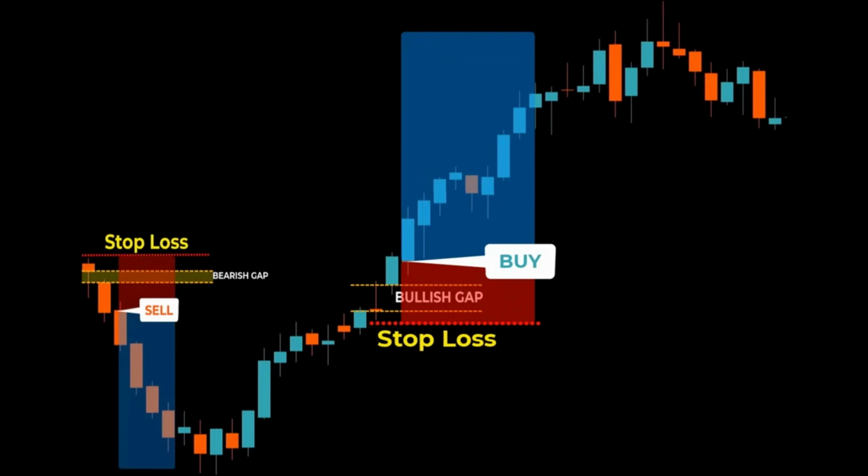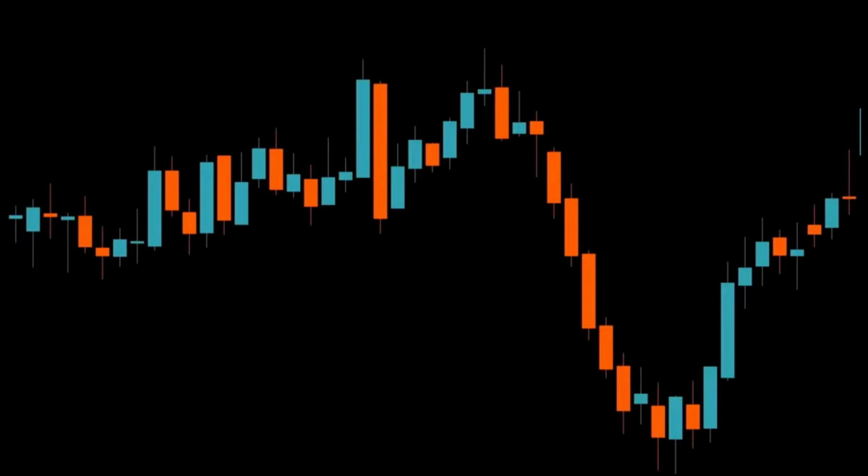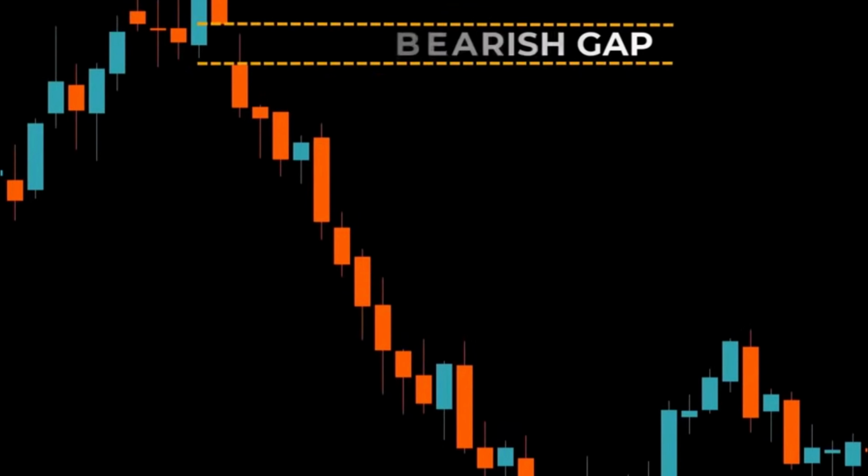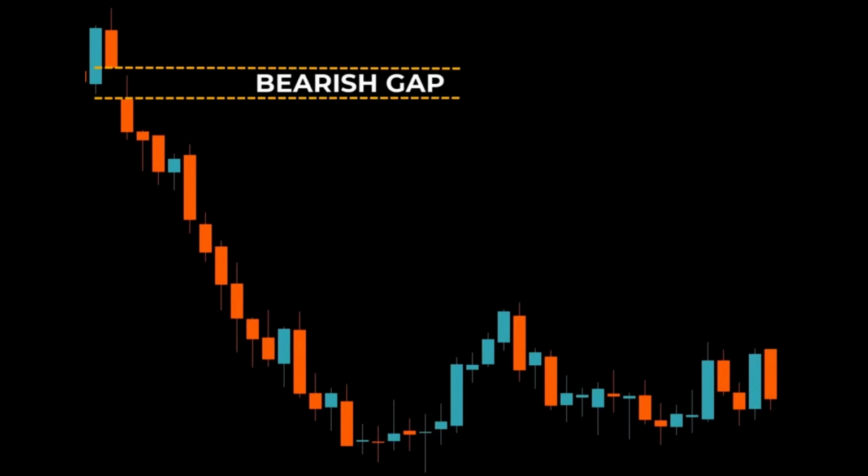Alright, let's shift even further to the left on the chart. Right here, you can clearly see another bearish gap forming. Now, just like before, when you spot a gap like this, the first thing you need to do is wait for the next candle to form. This step is crucial. Here's the strategy.